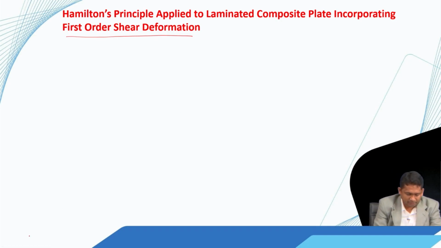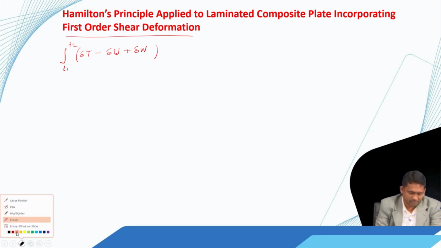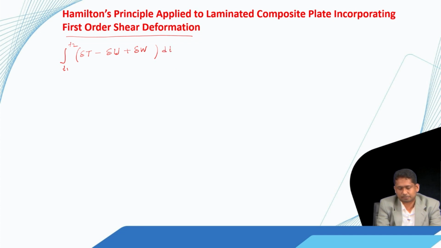So, for that we will again start with Hamilton's principle, and the principle says that the integral between T1 to T2 of delta T minus delta U plus delta W, where T is the kinetic energy, U is the strain energy and W is the work done by the external force. We can just call it W. Sometimes we put E just to denote that it is the external force, and that integral is 0.